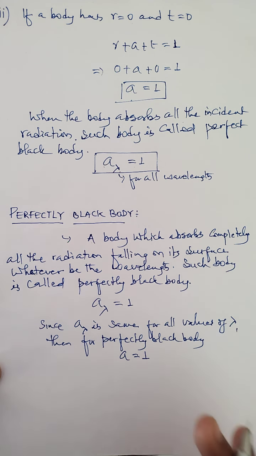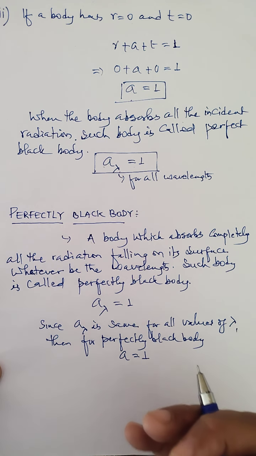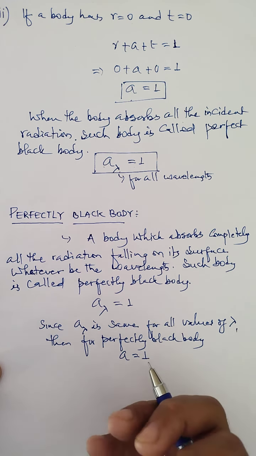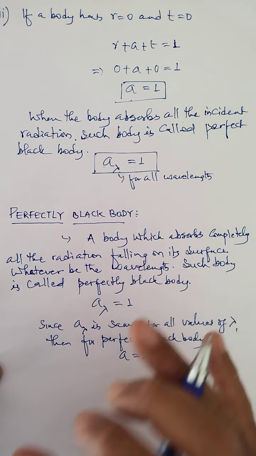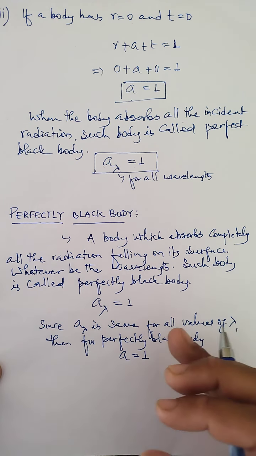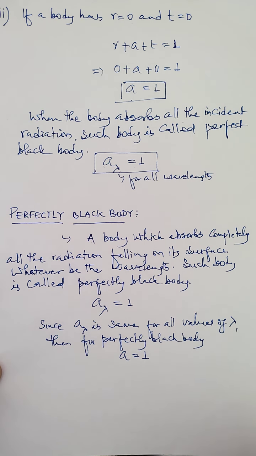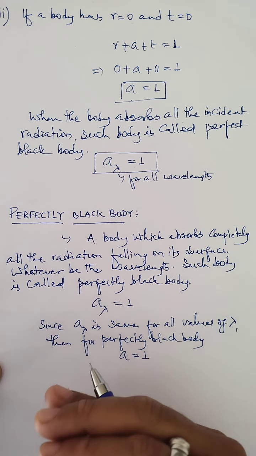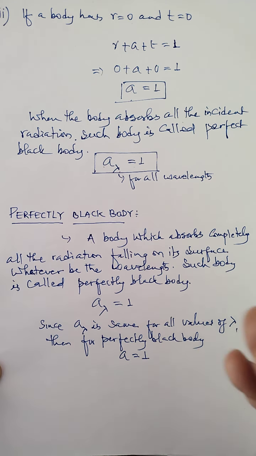Now since a perfectly black body is a perfect absorber of heat, hence it is also a perfect radiator of heat, because a good absorber of heat is also a good radiator of heat. That's why when a perfectly black body is heated to a high temperature, it emits radiation of all possible wavelengths. But this is true when that body is heated to a very high temperature.